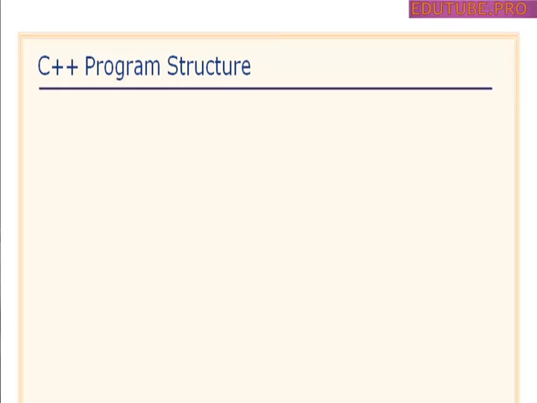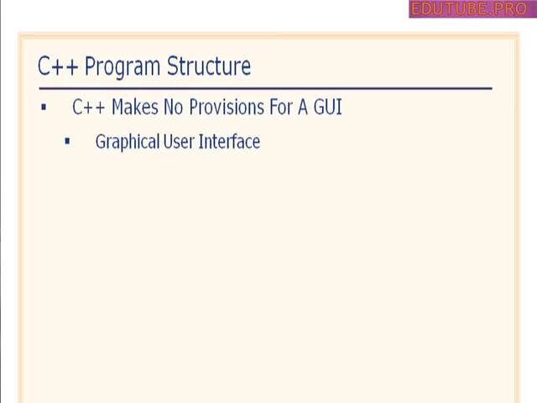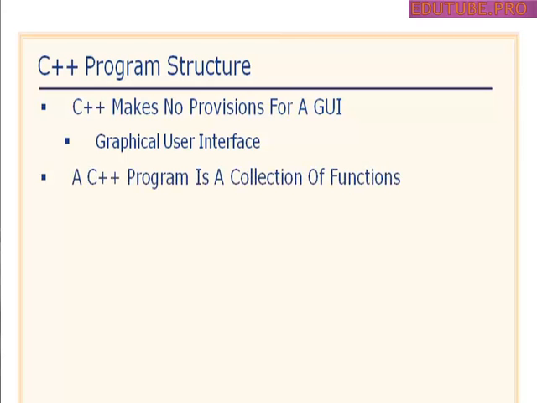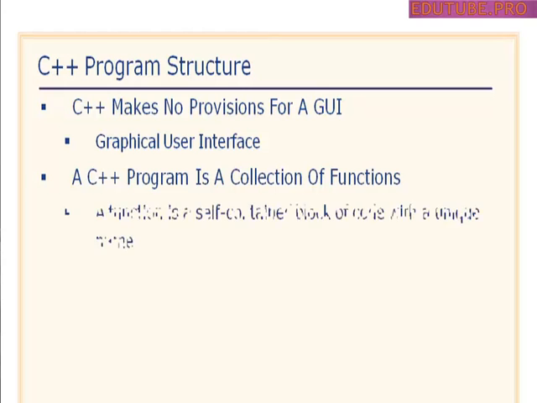Now let's talk about the structure of a C++ program, and here we're talking about pure native C++. Now understand that when you're coding in native C++, there have been no provisions made for a GUI, or in English, a graphical user interface. All you get is just pure code that's going to run and function, and it's going to function at some command line type environment.